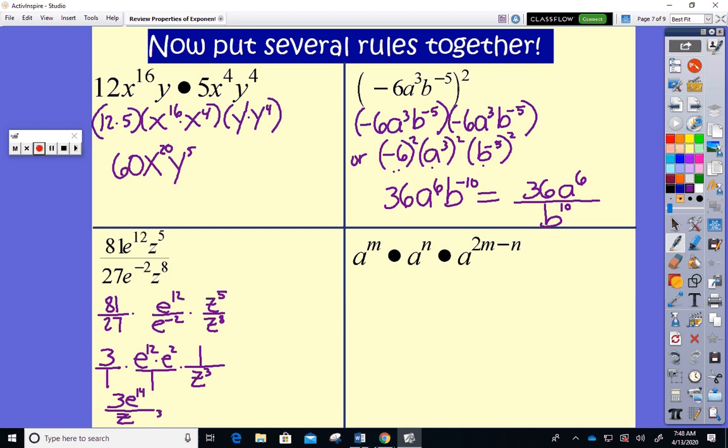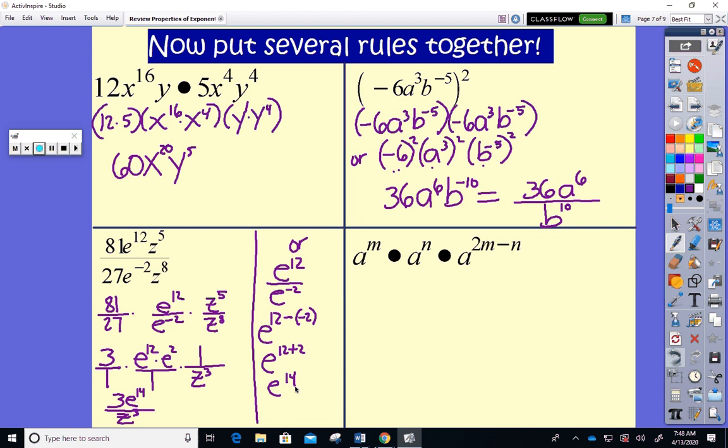I didn't really put that 3 out there. That's the computer being lovely. There we go. Now, another way to do the e to the 12th over e to the negative 2 is just to subtract. And you could say 12 is bigger, so subtract a negative 2 from the bottom. So that would be e to the 12th plus 2. And that would also give you the e to the 14th that we got.